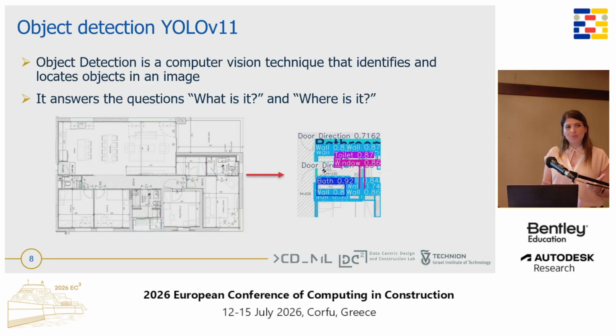And our starting point, as I said, was a very simple image of a 2D floor plan. And the idea was to extract all the needed information from that 2D floor plan using object detection models. In this case, YOLO 11 was chosen to support downstream compliance checking.